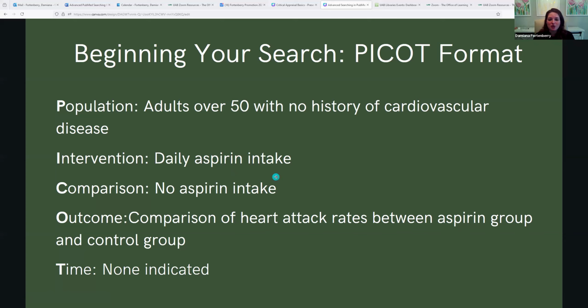So, the question might have said, is there an increase of heart attack with the no aspirin intake versus the daily aspirin intake over the course of a year? That would be a time element to include, but we didn't have that, so we don't need to include that in the search.